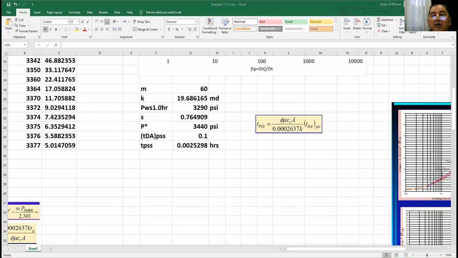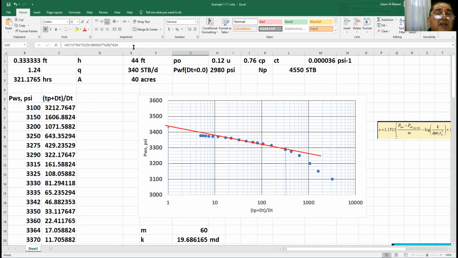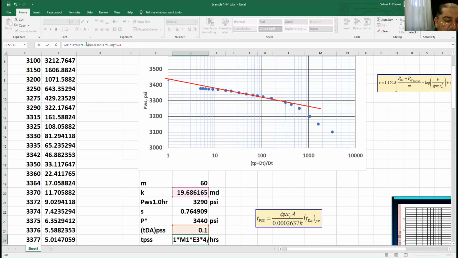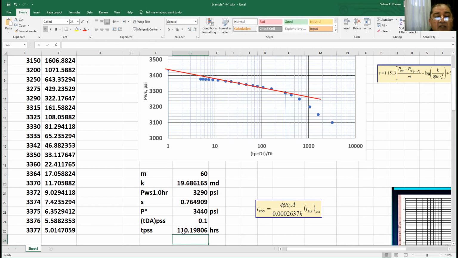One thing that we need to consider when we calculate TPSS in this case is that we have to convert the reservoir area from acres to square feet. The area is 40 acres. This should be multiplied by 43,560 just to change acres to square feet. So basically, the TPSS is 110 hours.